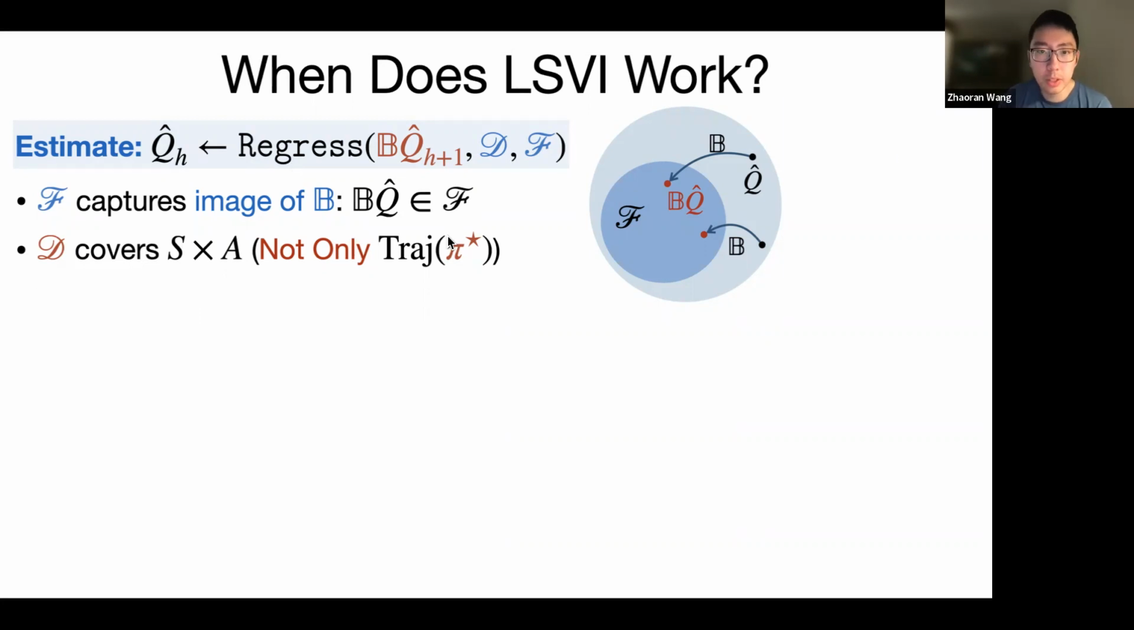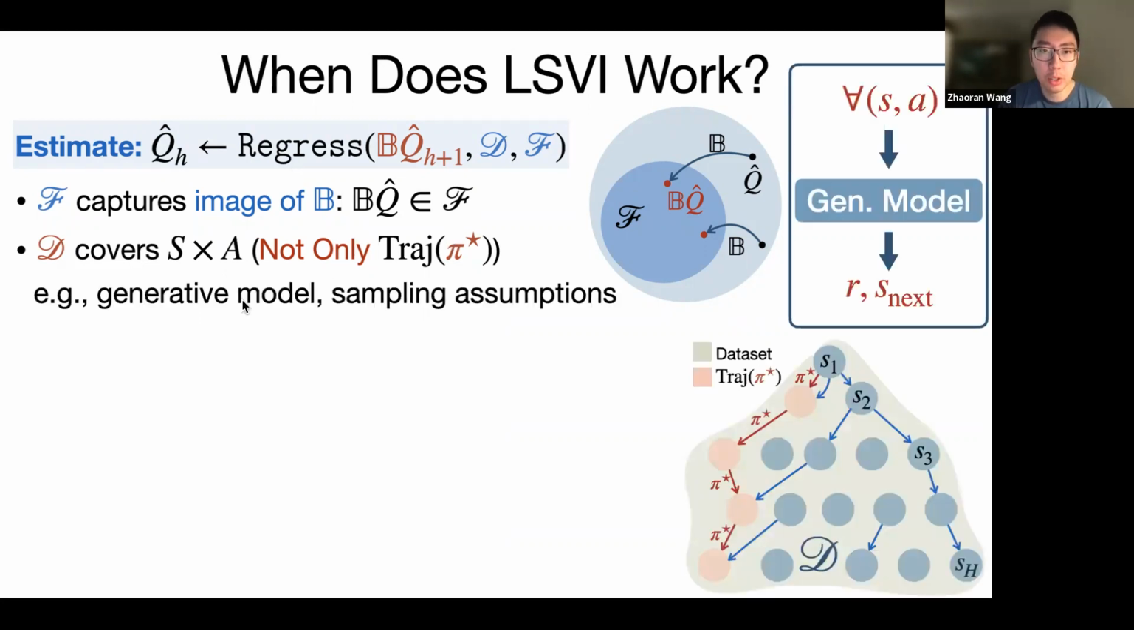This assumption is usually ensured by, for example, assuming there's a generative model which generates the reward and next state for any state and action that is given to you. In reality, this is quite challenging because if you're playing an Atari game, you cannot jump to any state and action as you want. You really have to play the game from scratch, starting from the initial state, and then you have to be very strategic about reaching a certain state and action.